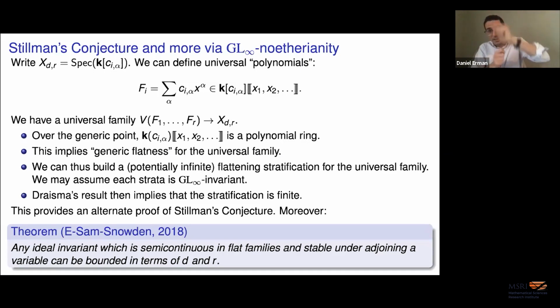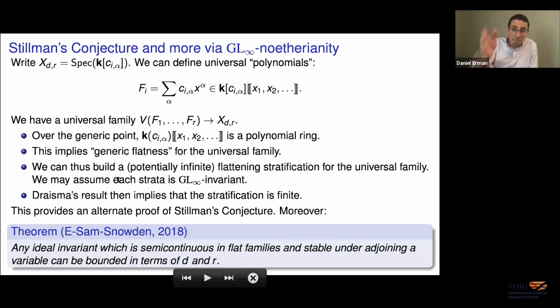And so this opens the door to a sort of generic flatness proof of Stillman's conjecture, which I'll mention vaguely here. The details are actually quite hairy, but I'll mention the big idea, which is, by our result on these funny inverse limit rings, over the generic point you're looking at a polynomial ring. And so for your universal family, you can study its free resolution, and it'll be finite because over the generic point, it's a polynomial ring. And you can leverage that to get a sort of generic flatness for this universal family.